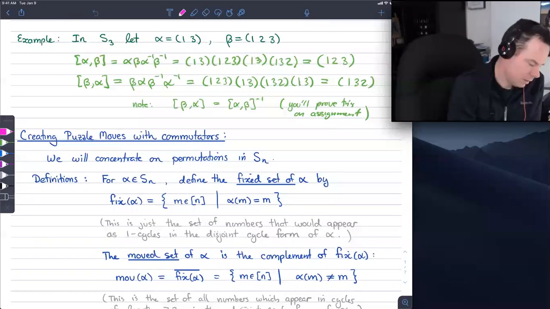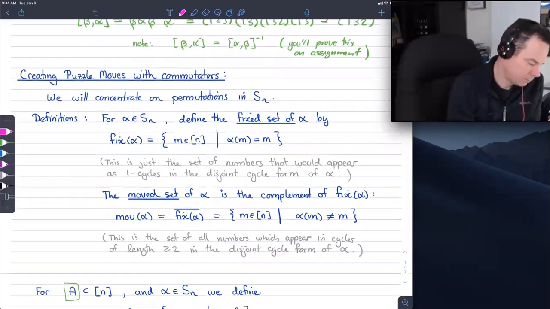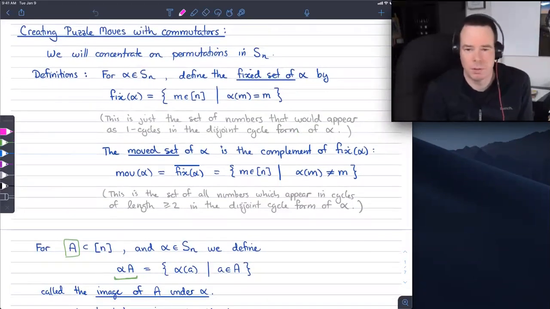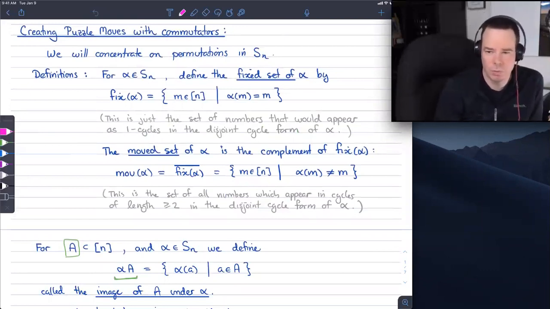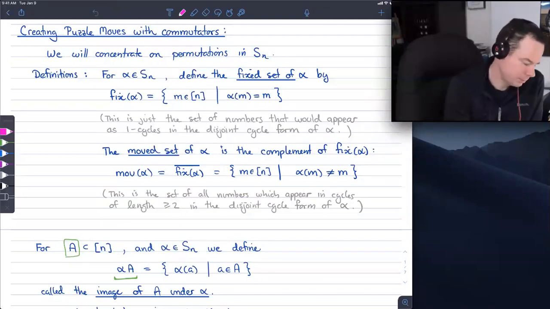And in our case, that translates to building puzzle moves. So we did some examples where we just computed the commutators. And now we were just getting started with how can we use a commutator? How can we use this product of these two moves in this way? We're going to think of these as permutations now. So commutators, permutations. When we take a commutator of permutations, how can we think of that as building something useful for us?